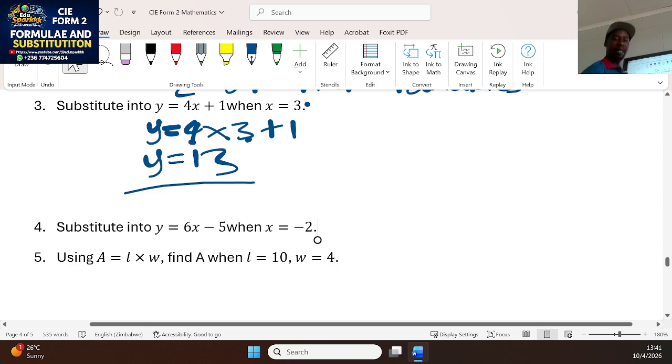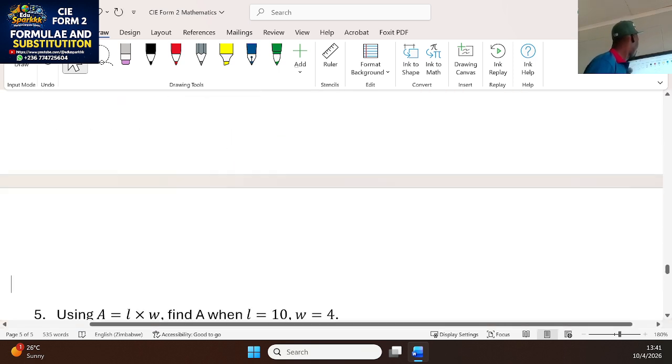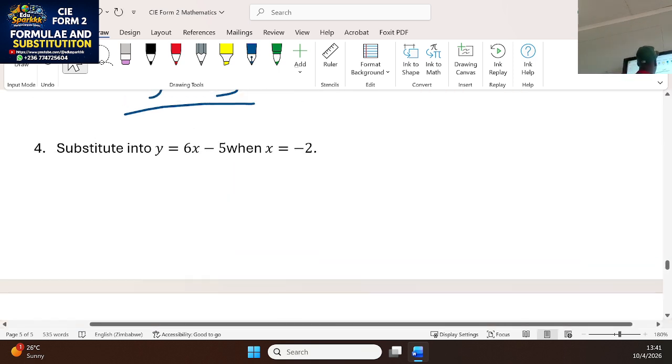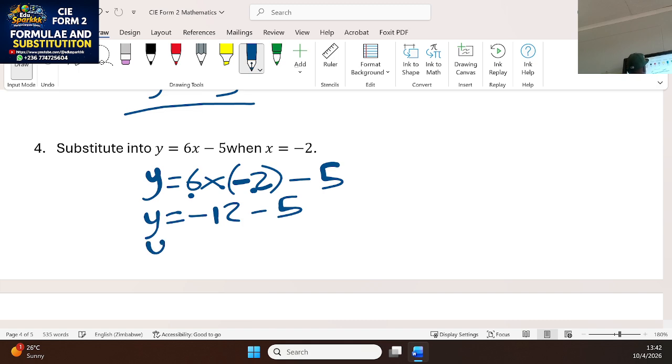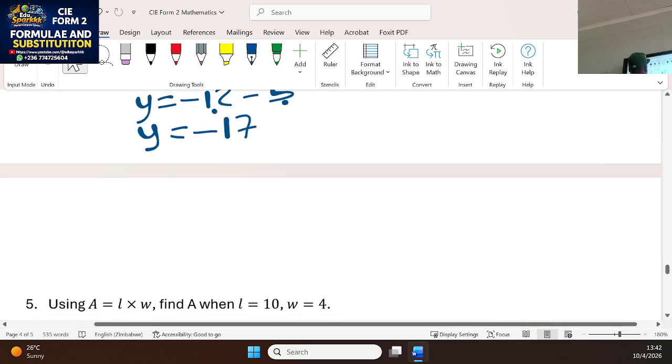Then next we're interested in substitution again. For this case, our x happens to be negative, so we need to be careful about the sign. As we substitute, we need to surround x with brackets, then minus 5 there. When we simplify 6 times minus 2, it gives us minus 12 minus 5. So here we are playing in the negative space. It's 12 and 5, it gives us negative 17.